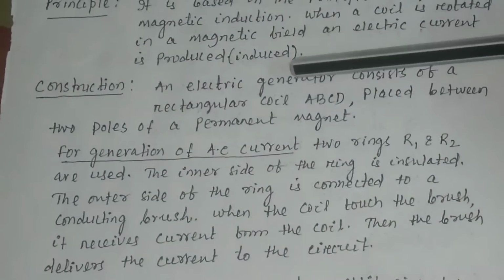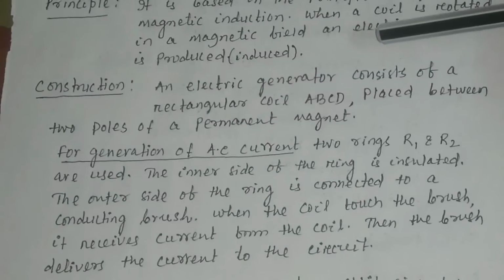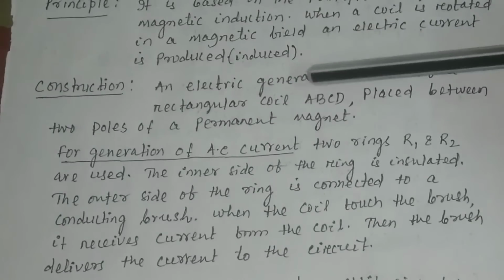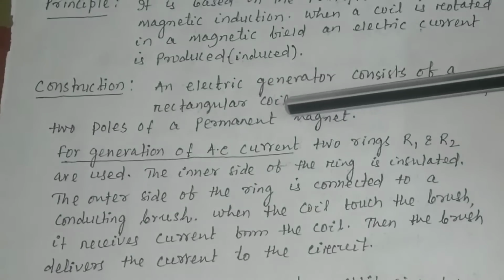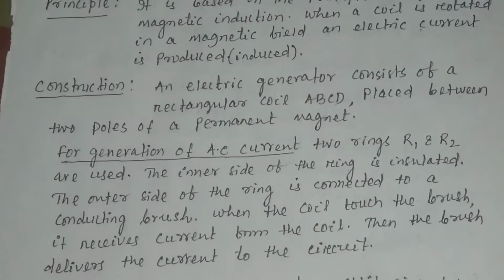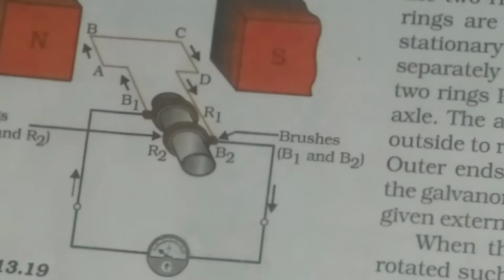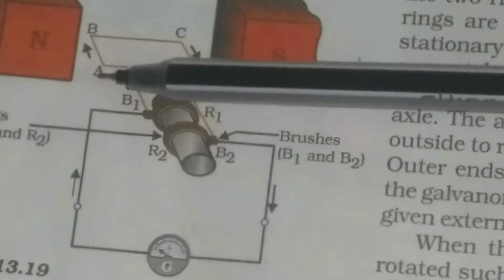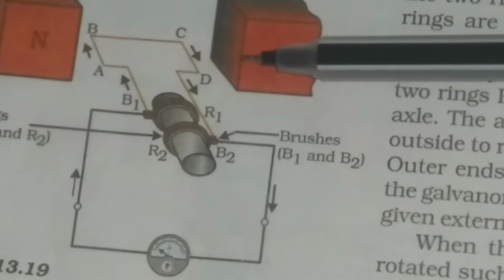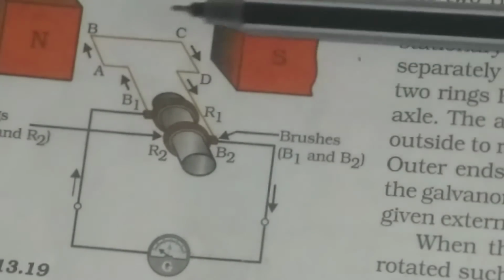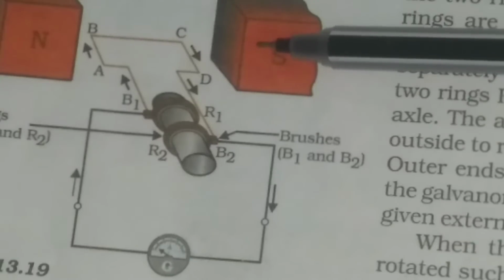Then construction. An electric generator consists of a rectangular coil ABCD placed between two poles of a permanent magnet. So this is the coil ABCD, which is placed in between two pole pieces. That is, this is the north pole and this is the south pole of a permanent magnet.